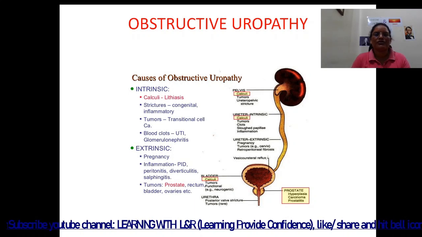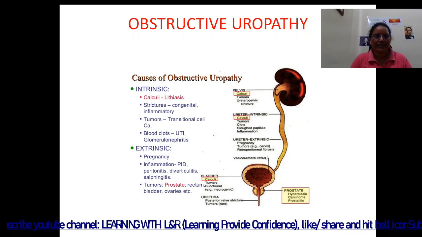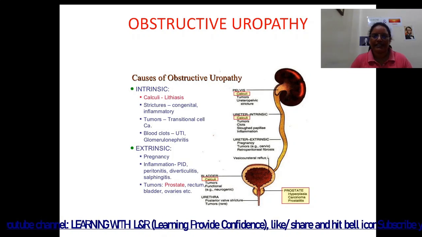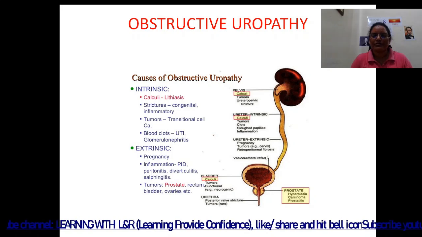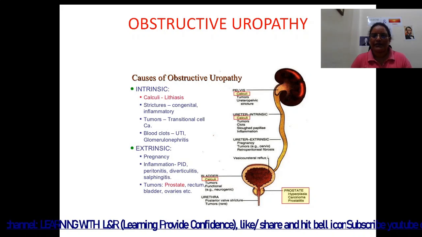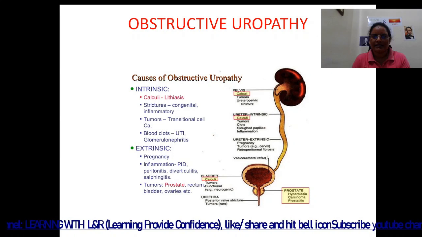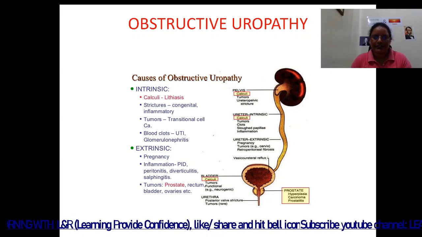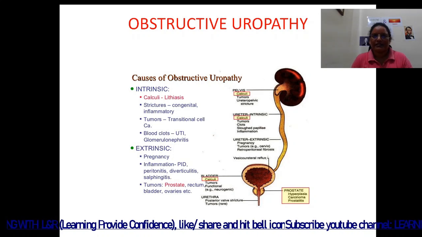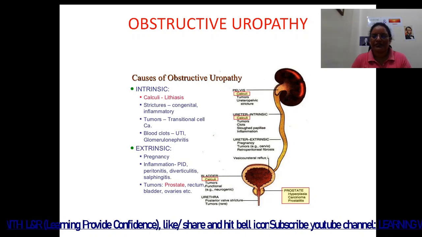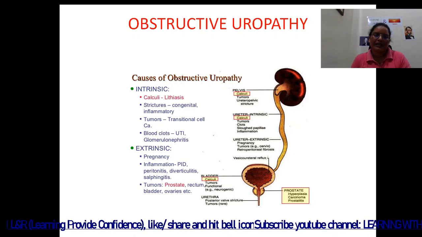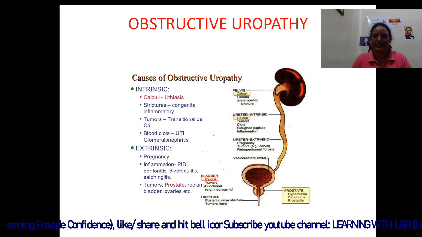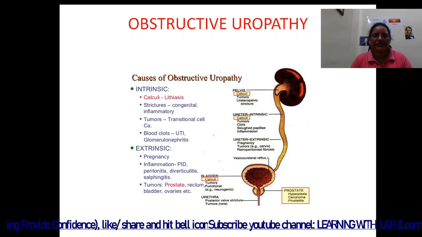To discuss a new topic, that is obstructive uropathy, and it is related to the genitourinary system in child health nursing. First of all, we have to know about the structure of the urinary system. First one is the pelvis, then the ureters, after that the bladder and urethra. In these anatomical structures, if any kind of obstruction is there, then it causes obstructive uropathy.